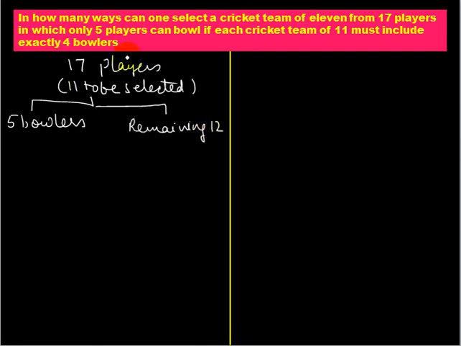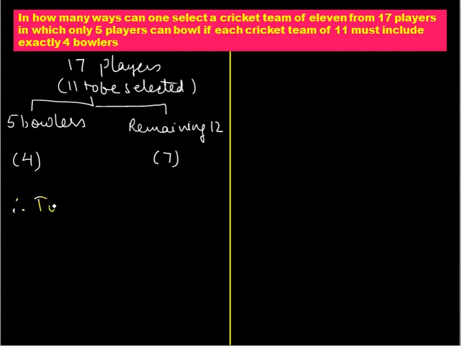Now the question says you have to select a team of 11 which will contain exactly 4 bowlers. So if out of 5, 4 bowlers are to be selected, then to make the total 11, the remaining 7 will come out of these 12. Now we are ready to make the selections.